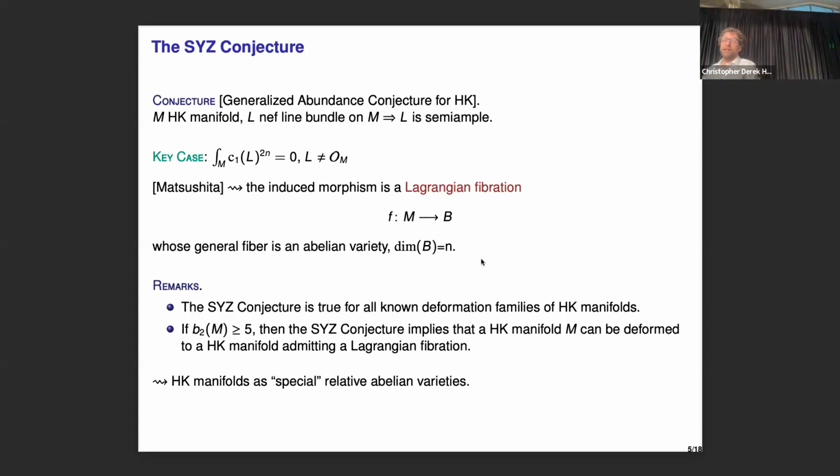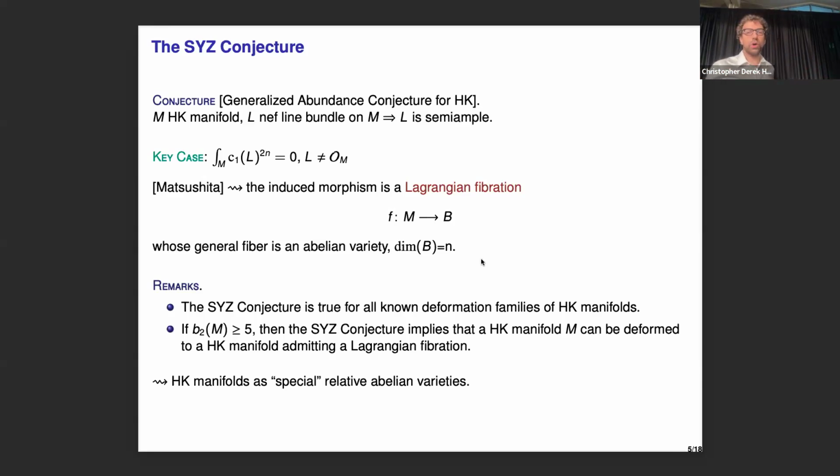And so the idea here is that hyper-Kähler manifolds are not as complicated as Calabi-Yau because in some sense they are relative abelian varieties. There's nothing so incredibly far from being an abelian variety, but they're special ones. So I need some condition to compactify them. All right, so let me give you two examples of this structure.